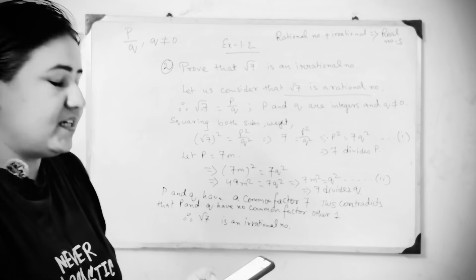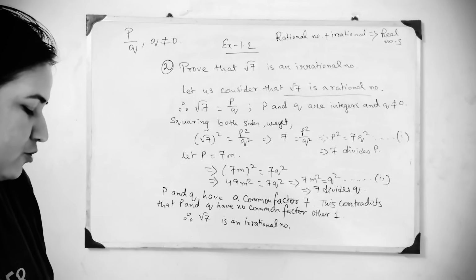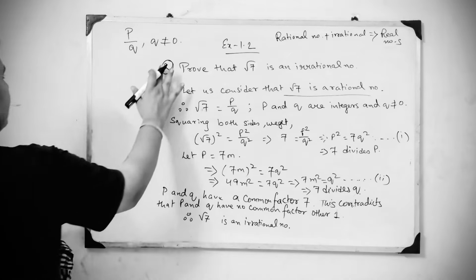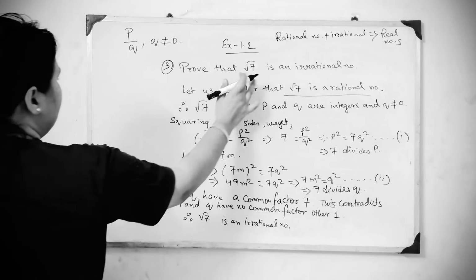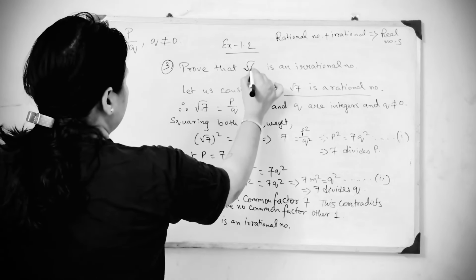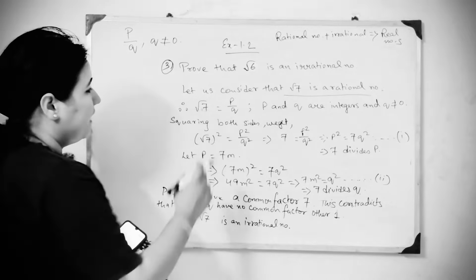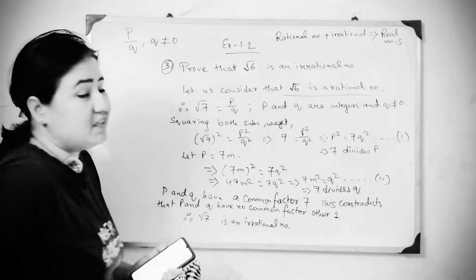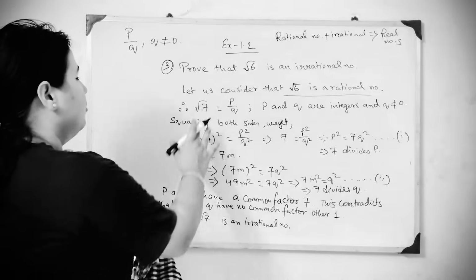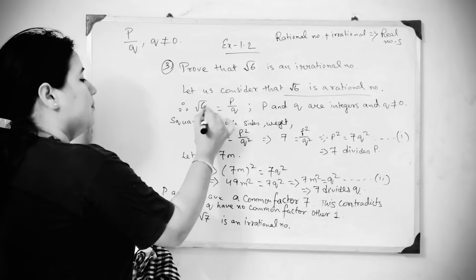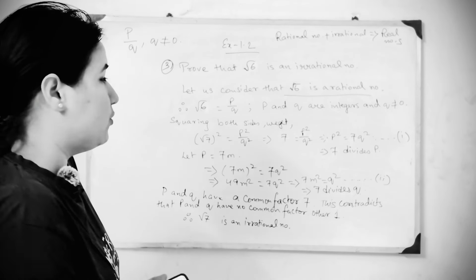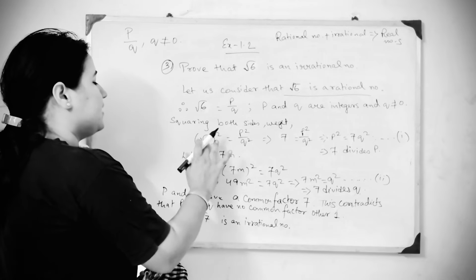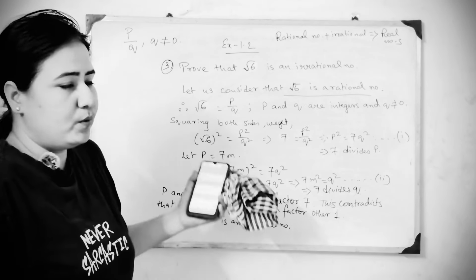As I was saying, number 3 is: root over 6 is an irrational number. I'll show you on the board in the same way. Again the next statement: let us consider that root over 6 is a rational number. So root over 6 equals p by q, where p and q are integers and q is not equal to 0. Now squaring both sides, we get root over 6 whole square.